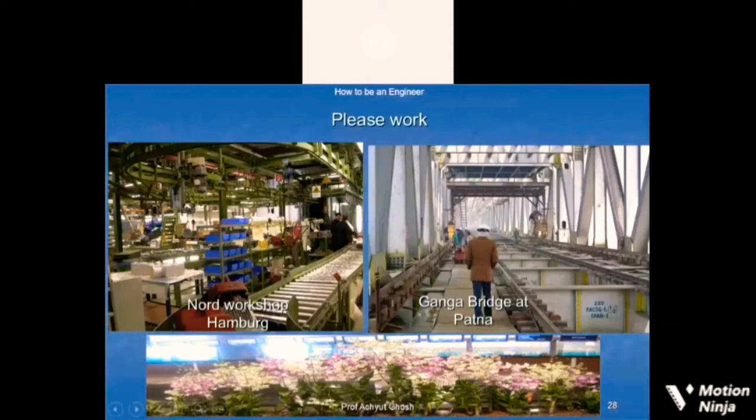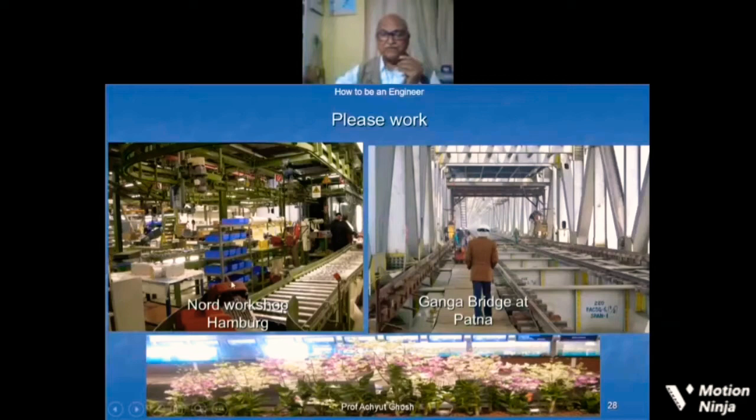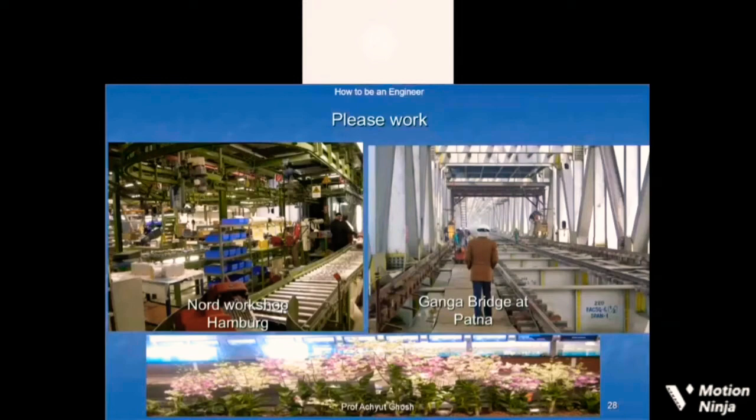Now it is okay. Now this is the Nord workshop in Germany, Hamburg. Here, this is Ganga Bridge at Patna. I have visited all these places. That is the way you learn. You visit the workshop, you go to the site.